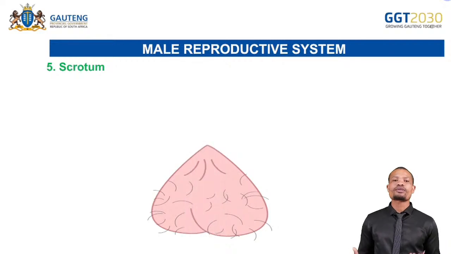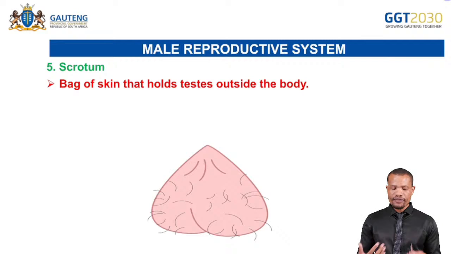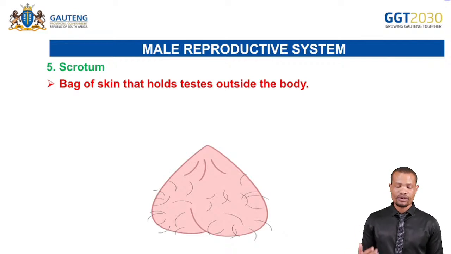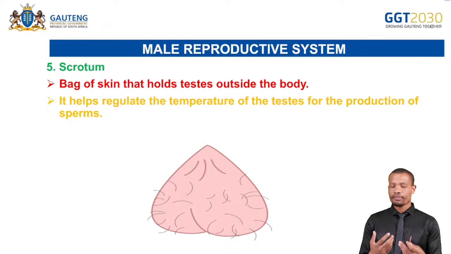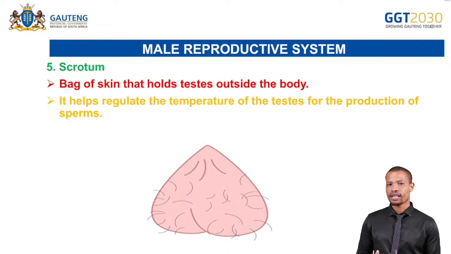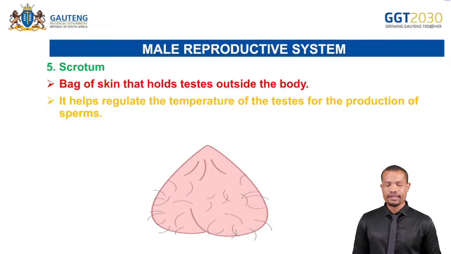Right. Then we have the scrotum. Right. The scrotum is a bag of skin that holds the testes outside of the body. It also functions to regulate the temperature of the testes for the proper production of sperms. Okay, we've already explained this. Right, so that is the male reproductive system.